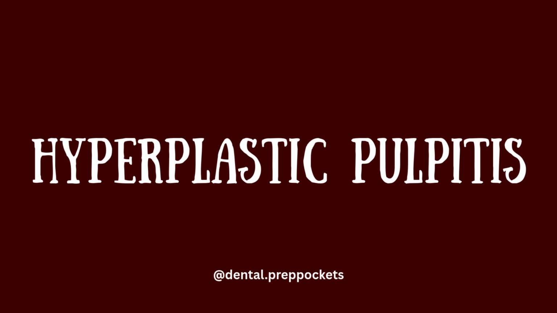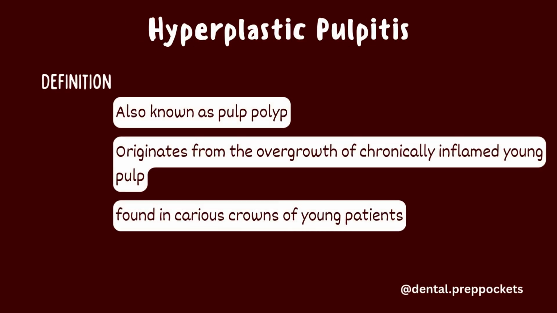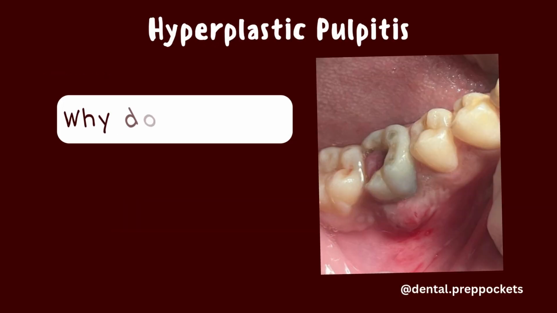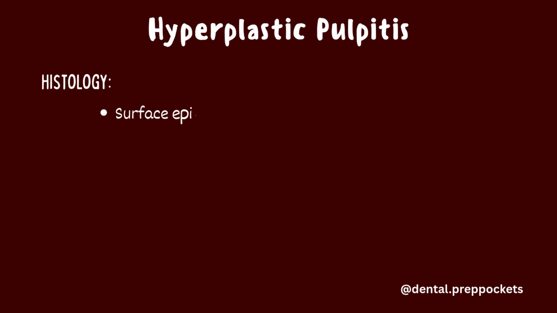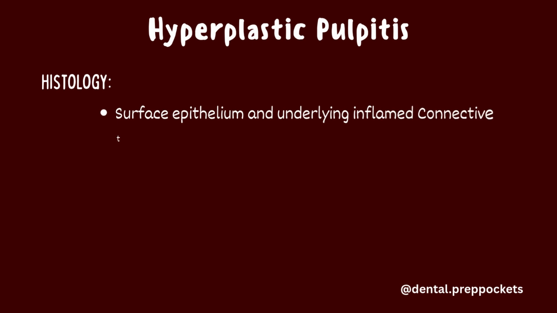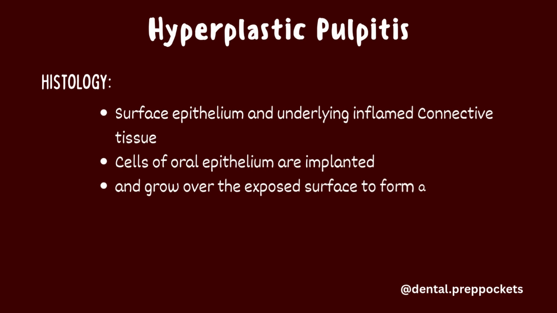The next condition is hyperplastic pulpitis, which is a form of irreversible pulpitis, resulting from the growth of chronically inflamed young pulp into occlusal surfaces. Why does this happen in a young permanent tooth? The presence of ample vascularity of young pulp, adequate exposure for drainage, and tissue proliferation is associated with the formation of hyperplastic pulpitis. Histologically, there is an inflamed surface epithelium and underlying connective tissue. The cells of the oral epithelium are implanted and grow over the exposed surface to form an epithelial covering.